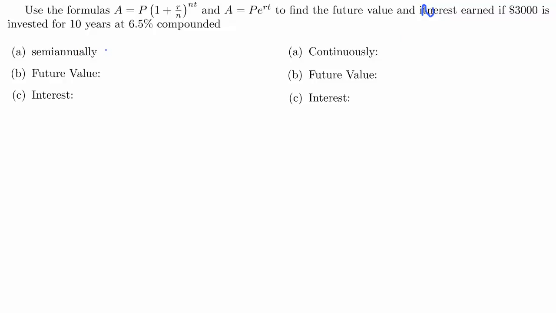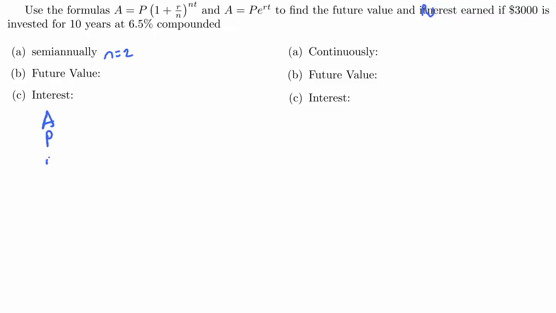Now, for semi-annually, that's discrete compounding. In other words, it's twice a year. Continuous compounding is, well, it's continuously compounding. So, let's look at semi-annual. Semi-annual means I need to use the first type of formula, which means n here equals 2 because it's semi-annual.